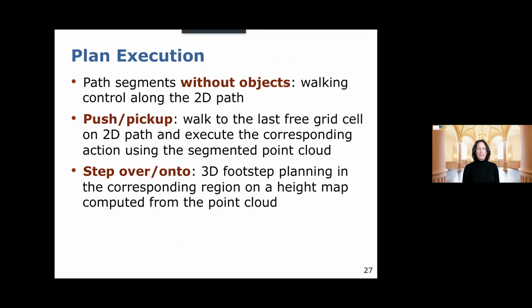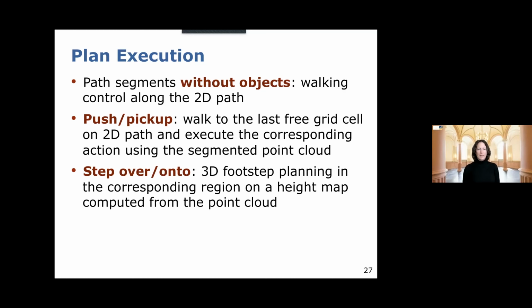For the other actions, the robot has to execute local reactive action execution. So for pushing actions or pickup actions, the robot walks to the last free grid cell on the 2D path and then executes the corresponding action using its current observations. Using the segmented point cloud, it identifies the exact location of the objects and then pushes it away or picks it up and puts it away. And for step over or onto actions, the robot would perform footstep planning in the corresponding region of the environment, also using the current observations calculated from the point cloud of the RGBD sensor.